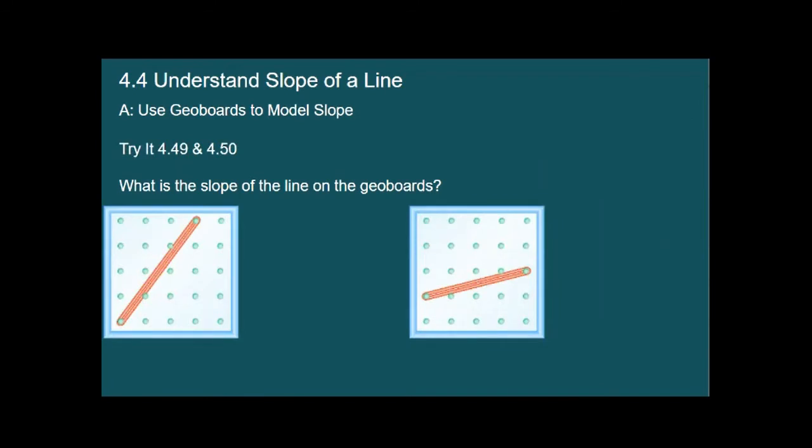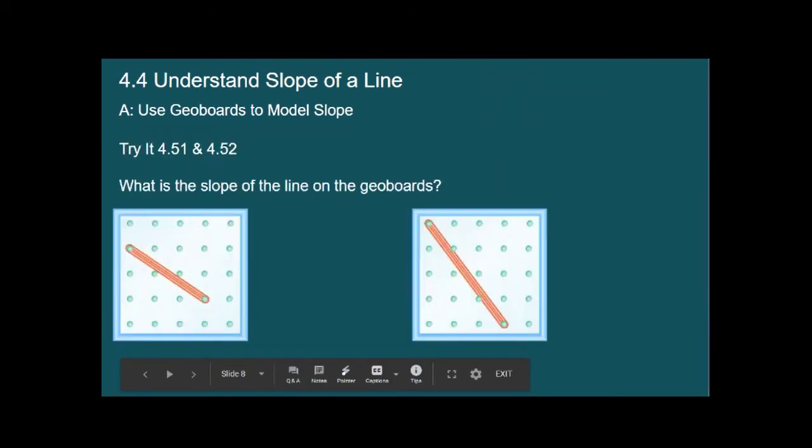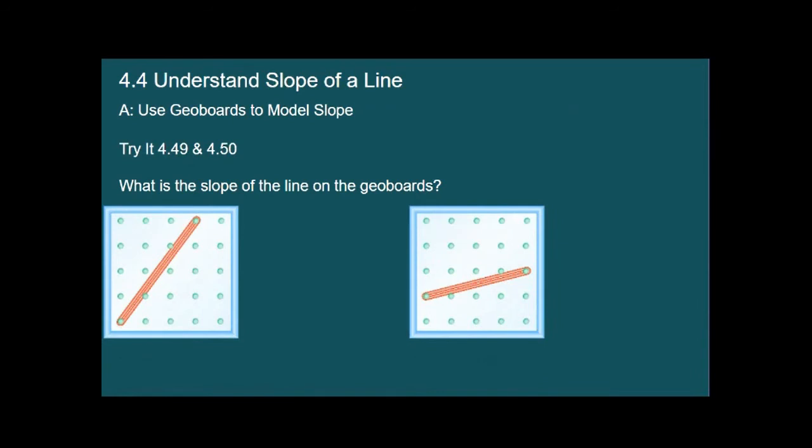Okay, try it. Here are 2 geoboards. You are going to find the slope of the lines on the geoboard. So pause your video and go ahead and find those slopes and then come back. Okay, so for the first one, let's count. Sorry, I did it again. Okay, here we go. Let's count up. 1, 2, 3, 4, and 1, 2, 3.